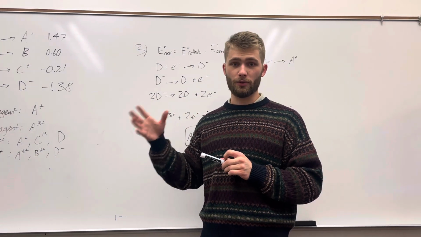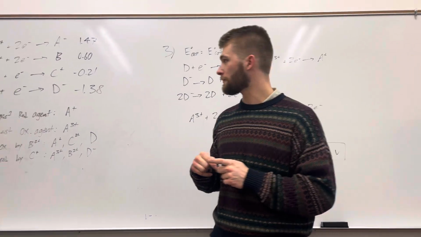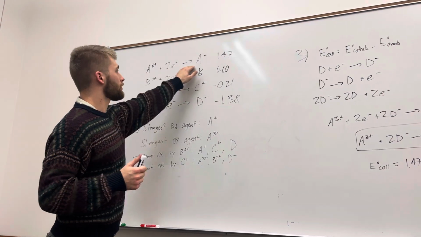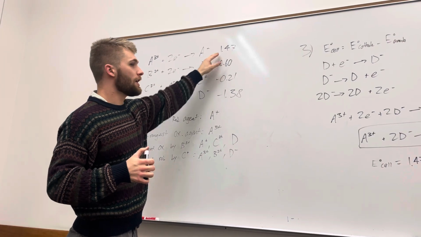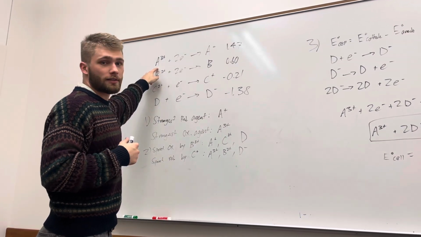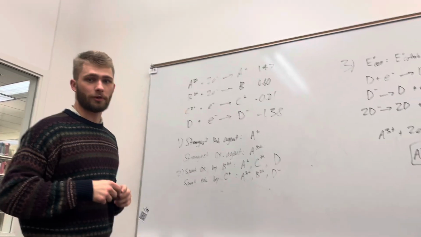So the strongest reducing agent is going to be the substance with the strongest oxidization potential. And so we're going to find everything for this problem in the first one here because it's got the largest magnitude number. This is the reduction potential, right? So it's going to get reduced the easiest. So this will be the strongest oxidizing agent. So the strongest oxidizing agent is this A3+.